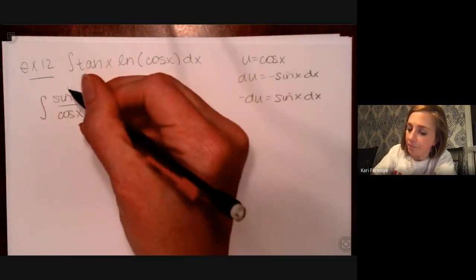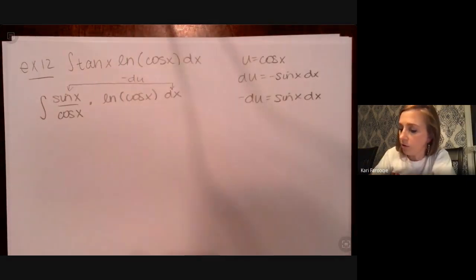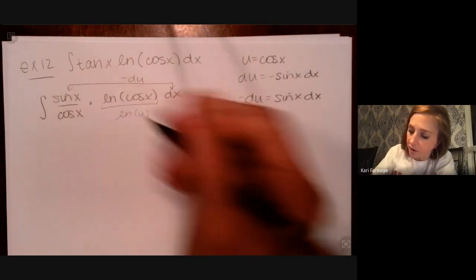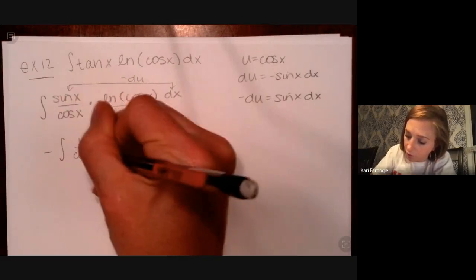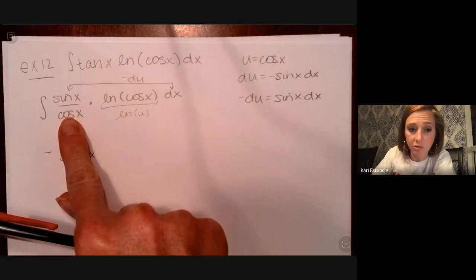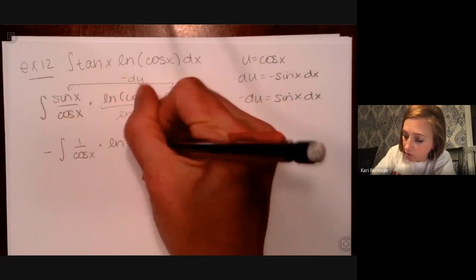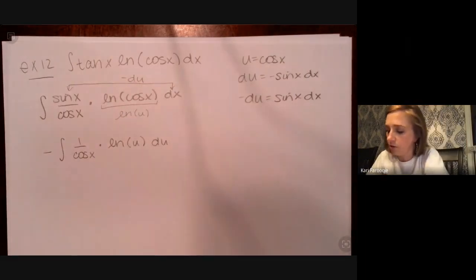The sine x and the dx together will become negative du, and then this guy will become the natural log of u. Now, I'm going to leave the negative in front. I'm going to leave 1 over cosine x because there's nothing I can do with this cosine x right now. And then times the natural log of u, and then du. Okay, so it's not great, but it's okay.